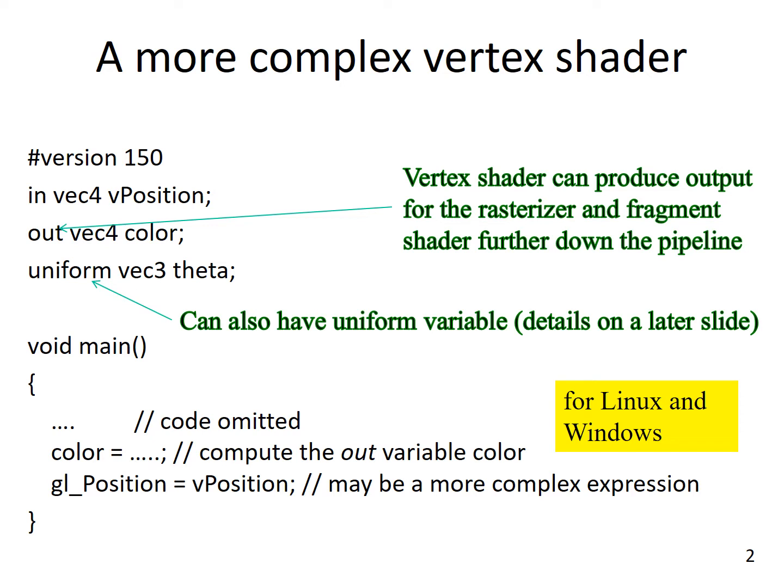The vertex shader can produce output for the rasterizer and fragment shader further down the pipeline. It can basically perform per vertex calculations to find out how light should interact with material properties to produce an output color. The uniform variables can also be defined inside a vertex shader. We'll have details on this in later slides. Finally, we assign the vertex positions to the inbuilt gl_Position variable.